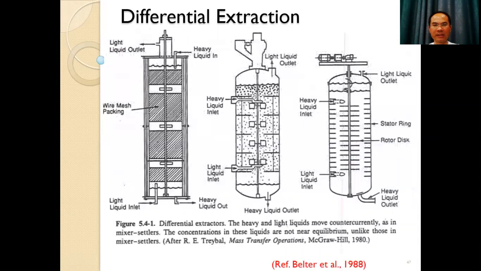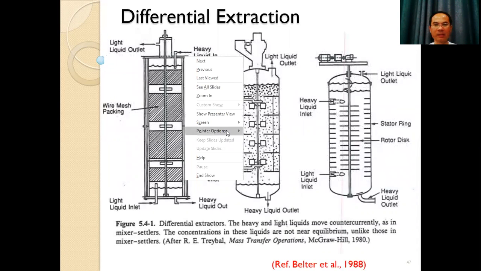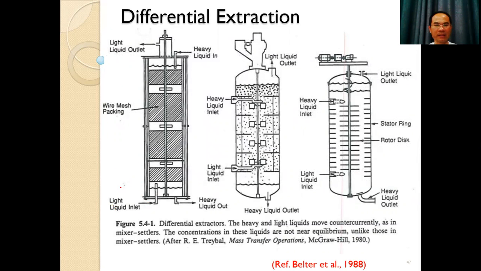I will show you a picture, an example of differential extraction. We can see the feed of heavy liquid at the top flowing downward, and the feed of light liquid at the bottom flowing upward. In this section, we have a packing, a maze, where the light phase and heavy phase contact each other.